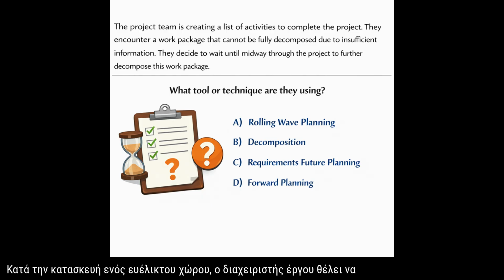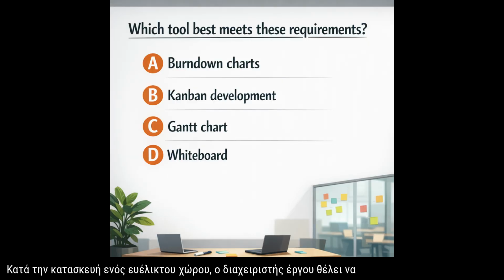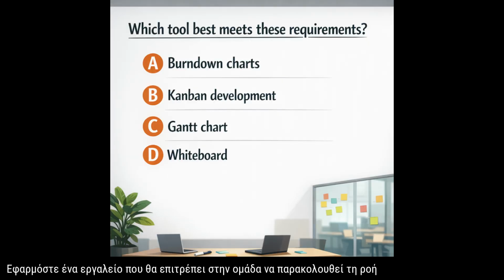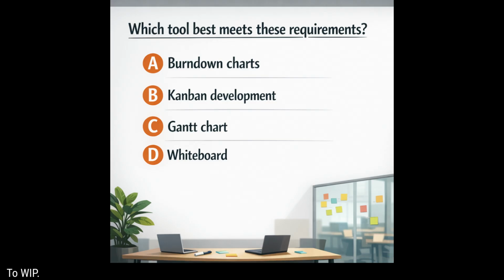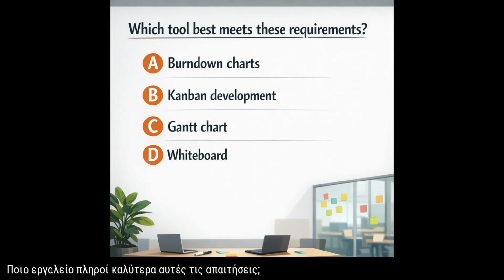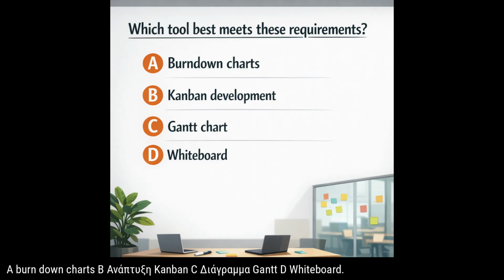D. Forward planning. While building an agile space, the project manager wants to implement a tool that will allow the team to track the flow of work while also limiting the work in progress (WIP). What tool best meets these requirements? A. Burn-down charts. B. Kanban development. C. Gantt chart. D. Whiteboard.